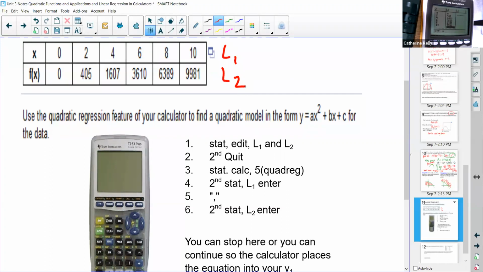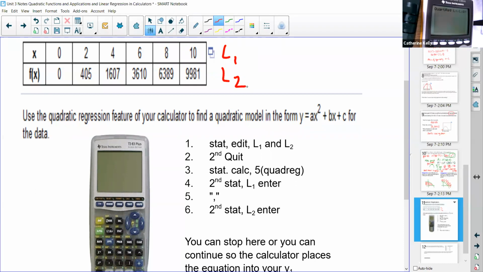They enter the same, so I'm going to second quit. And then I'm going to go to stat again, and this time I want it to calculate a quadratic regression. So it's a quad reg, and then I'm going to do the second stat to get my list 1, comma, second stat to get my list 2.